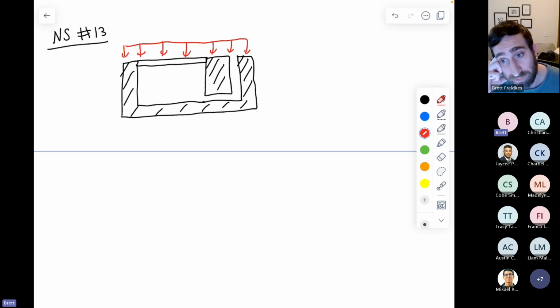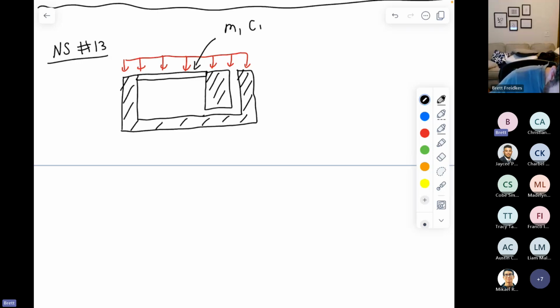Because the length scale of the microphone is much tinier compared to the wavelength of the pressure signal, we'll assume that the pressure is acting uniformly over the entirety of the microphone. And we discussed last time how the diaphragm of the microphone has its own mass, it has its own compliance, and it has its own damping.